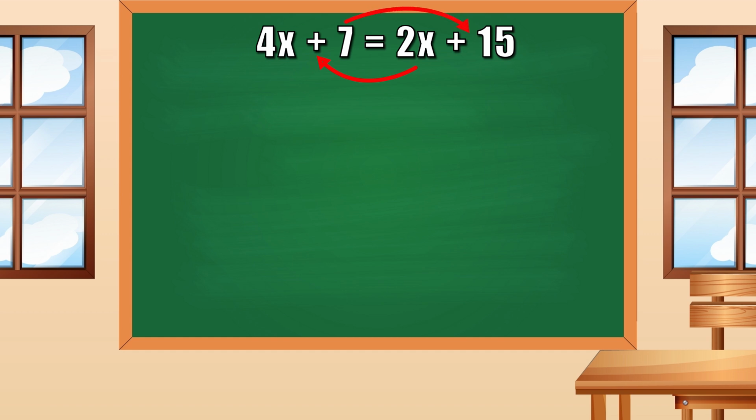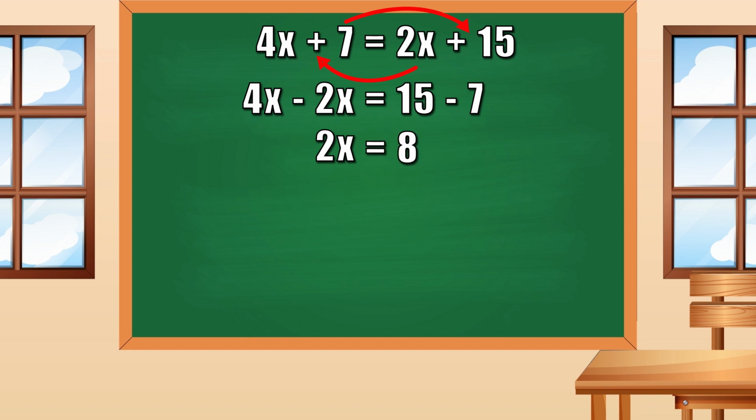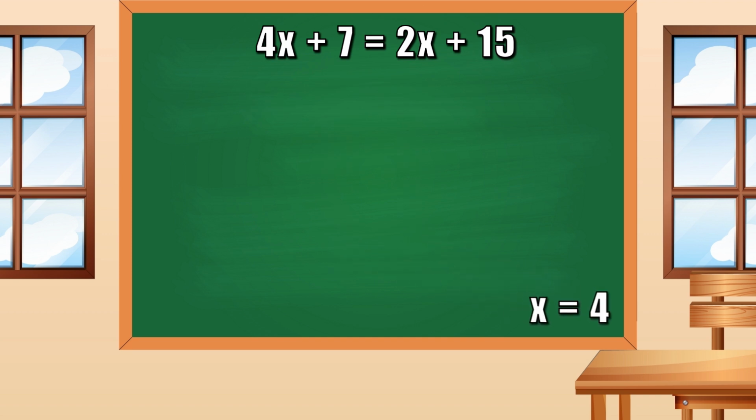So our equation becomes 4x minus 2x is equal to 15 minus 7. Remember that we change signs when we do transposition. So 4x minus 2x is 2x, and 15 minus 7 is going to be 8. Next, we need to remove the coefficient by dividing 2 on both sides. So 2x divided by 2 is x, and 8 divided by 2 is 4. And that's our answer.